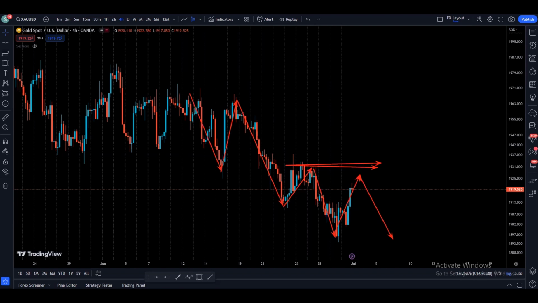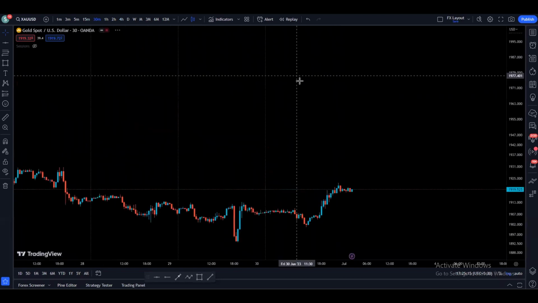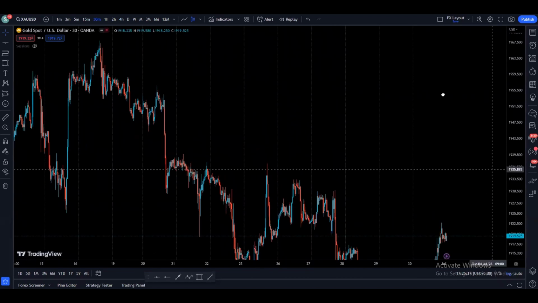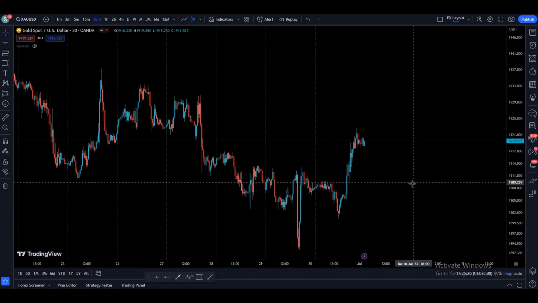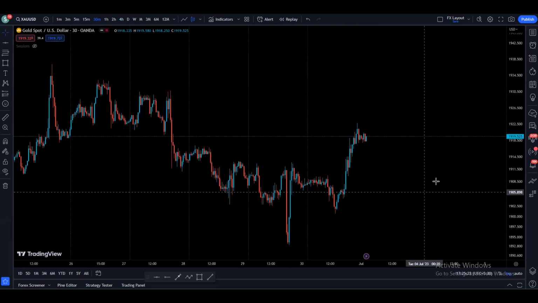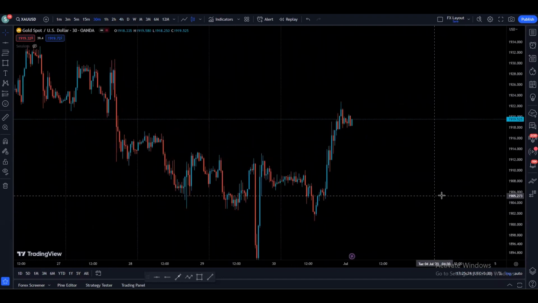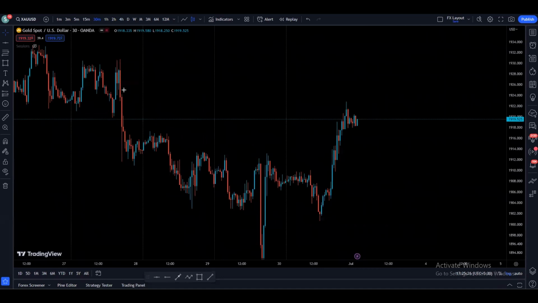Now, how to see this on the 30-minute time frame? Let's go to the 30-minute time frame to find more details. Until now, we know that monthly, weekly, daily, 4-hour, every time frame is bearish, but the 30-minute time frame is bullish, because as we can see, we were making lower low, lower high, lower low, lower high, lower low, lower high, and after that, we can see that we created a low. After that, a lower high, higher low, and higher high.